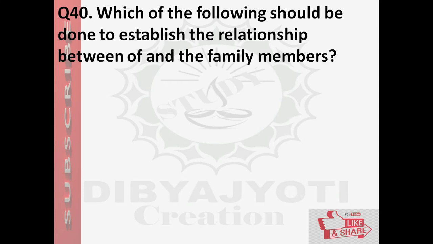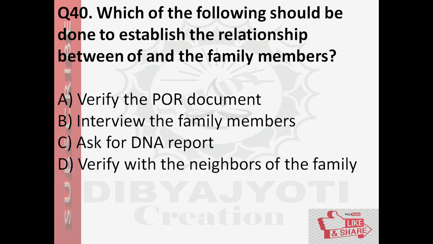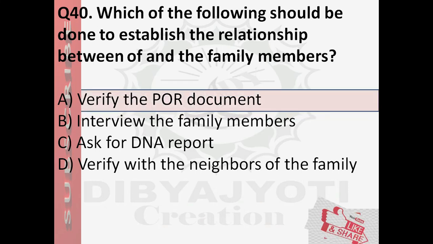Which of the following should be done to establish the relationship between the head of family and the family members? Option A, verify the POR document, interview the family members, ask for a DNA report, verify with the neighbors of the family. And answer is option A, verify the POR document.